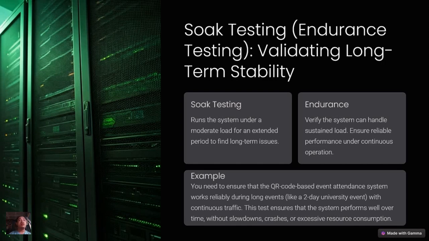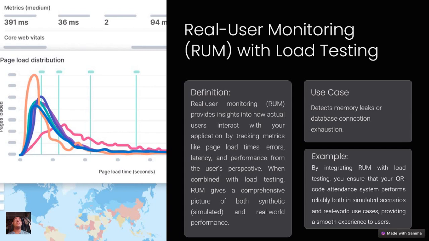Our example is you need to ensure that the QR code based event attendance system works reliably during long events, like two-day university events with continuous traffic. This test ensures that the system performs well over time without slowing down, crashing, or excessive resource consumption. So it tests if our system can handle running for a longer time without crashing or slowing down.